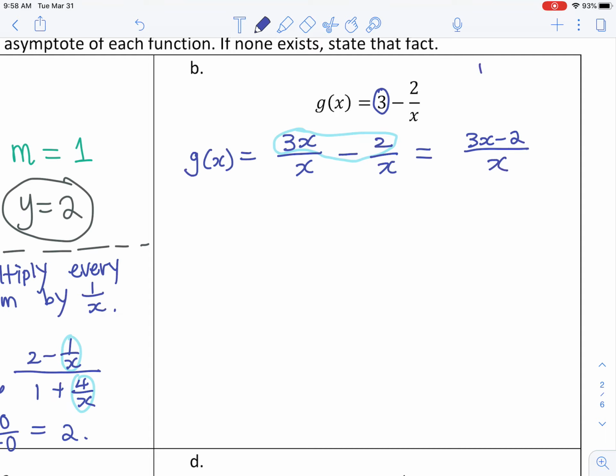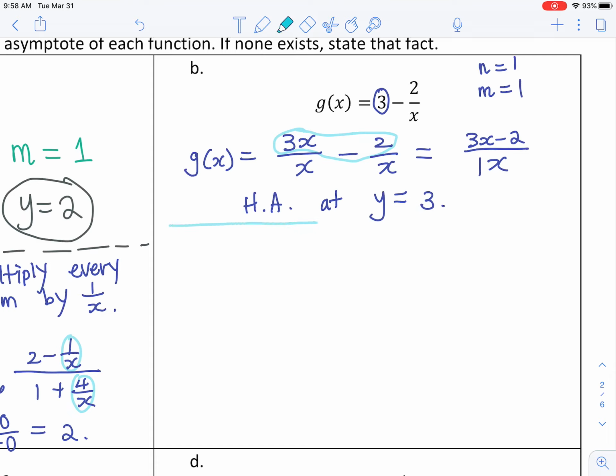Now we can see that the degree of the numerator is n equals 1 and m equals 1. So if the degrees are the same, we have a horizontal asymptote at the ratio of their leading coefficients. And as you can see, their leading coefficients are 3 and 1. So we have a horizontal asymptote at y equals 3.